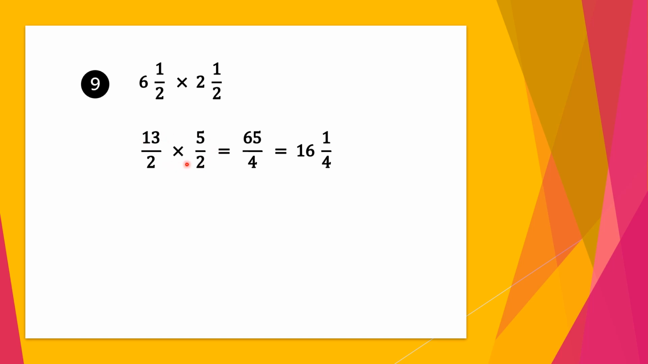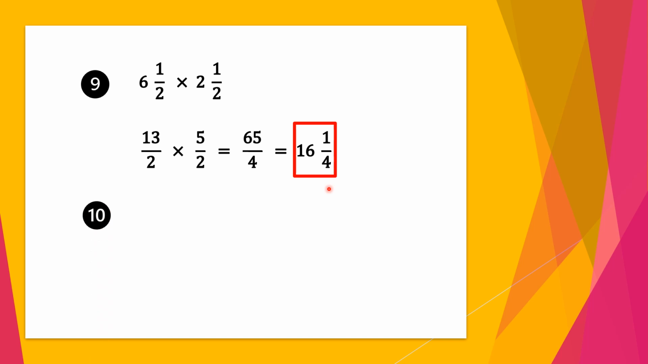Now we have a normal fraction multiplication. And we can't cancel anything, we just multiply our numerators first. 13 times 5 is 65, and we multiply our denominators, 2 times 2 is 4. This is our solution, but it is an improper fraction, so we convert it into a mixed fraction. So our final solution is 16 1/4.